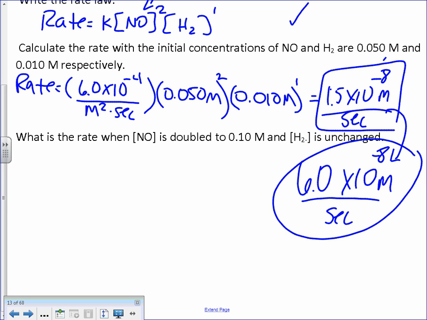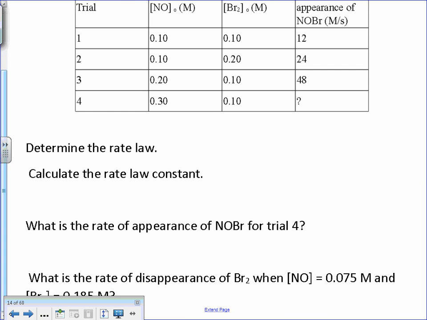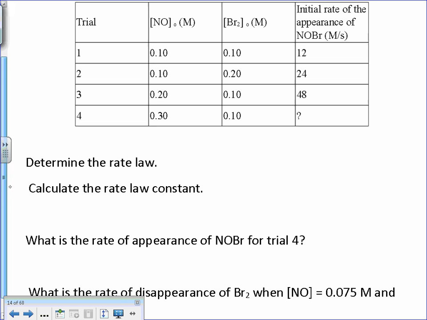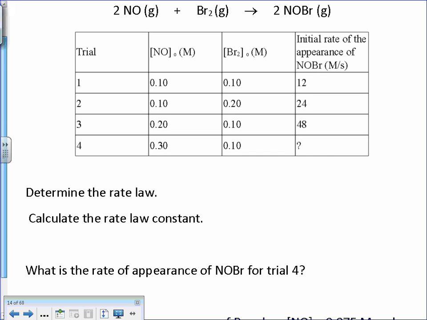Okay, last one with me. Next page. Next one for you guys. This information, determine the rate law constant. Specifically, I want to talk about these two, so quickly do 1 and 2 for me. Just because some of the phrasing of the questions are a little different.